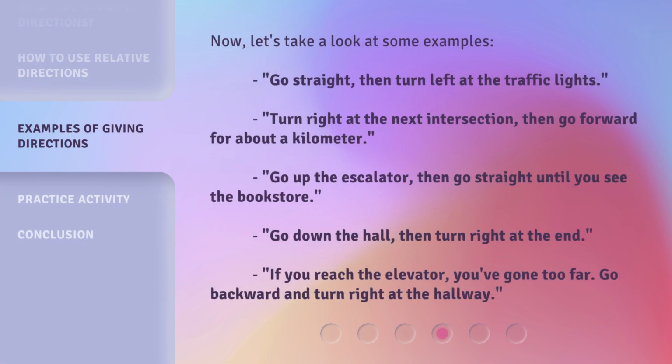Now, let's take a look at some examples. Go straight, then turn left at the traffic lights. Turn right at the next intersection, then go forward for about 1 kilometer. Go up the escalator, then go straight until you see the bookstore. Go down the hall, then turn right at the end. If you reach the elevator, you've gone too far. Go backward and turn right at the hallway.